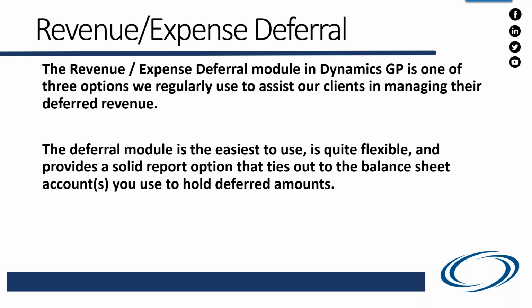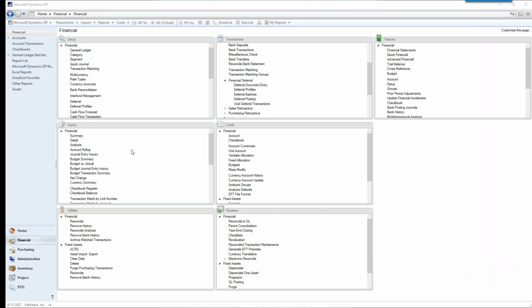So we are going to jump into GP, and I'm going to show you how this all works. Let me make sure you're seeing my GP, and there it is. So there are 6 modules that your deferrals can be used in. To set it up, it's all under your financial setup under the deferral piece.